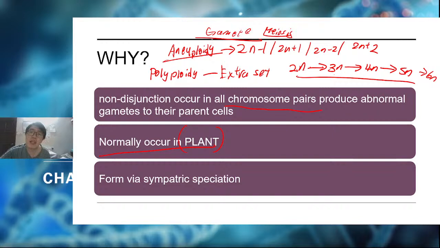Gamete only, because it involves meiosis. But for this, it is involved in all chromosome pairs. Maksudnya mitosis lah. Mitosis dia sudah ada non-disjunction occur already, so will produce abnormal gamete to their parent cell. And then this one will cause sympatric speciation. Dia akan berlaku sympatric speciation. Apa itu? Refer balik apa itu maksud sympatric speciation.